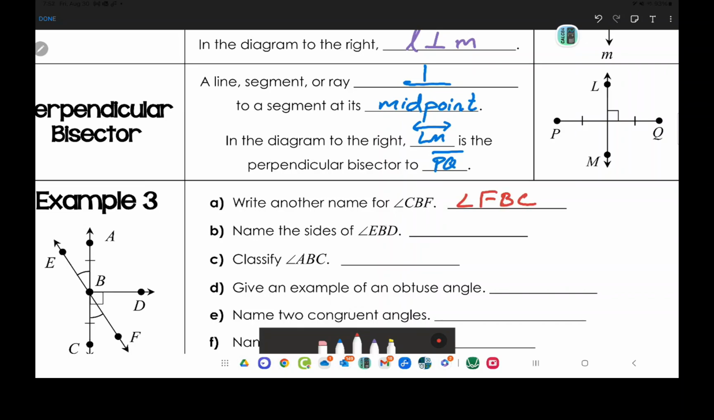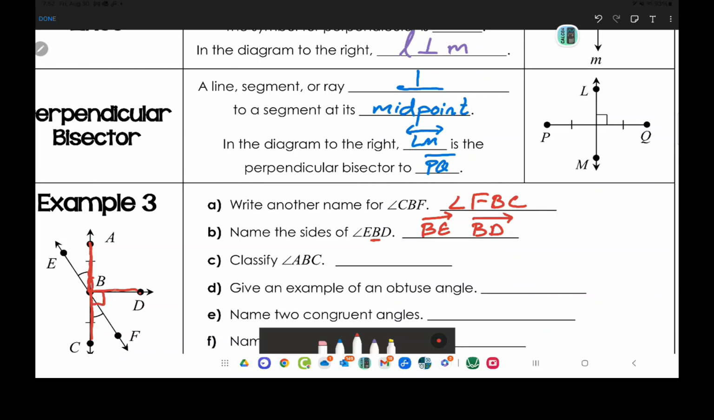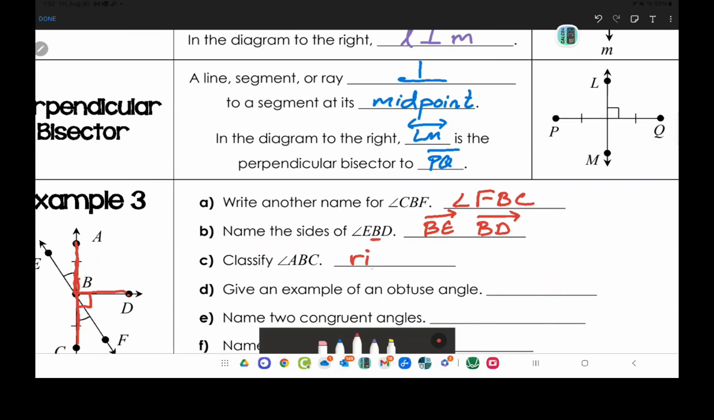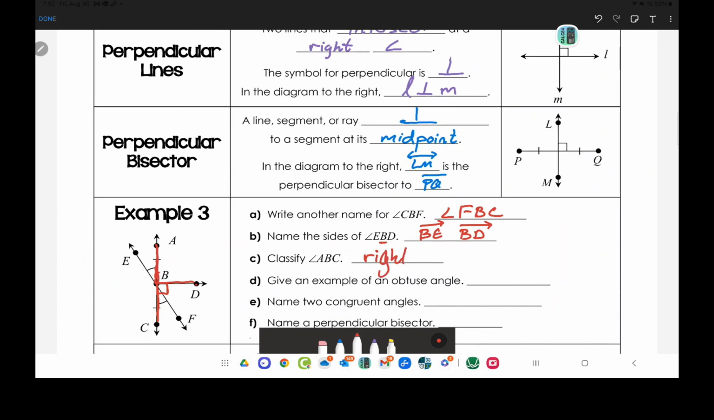Name the sides of angle EBD. Well, they give us the vertex, and the rays would be BE and BD, because the name gives us the vertex, and the rays have to start at the vertex. Classify the angle ABC. Now, since this line forms a straight angle, and we know that angle DBC is a right angle, what do we know about ABD as well? Also, we write it.